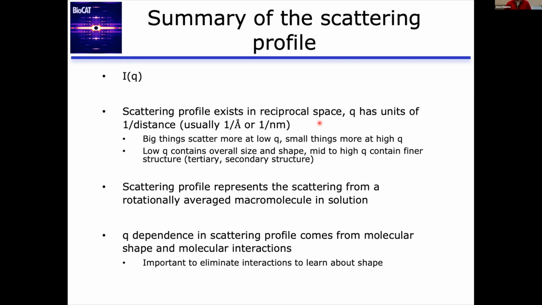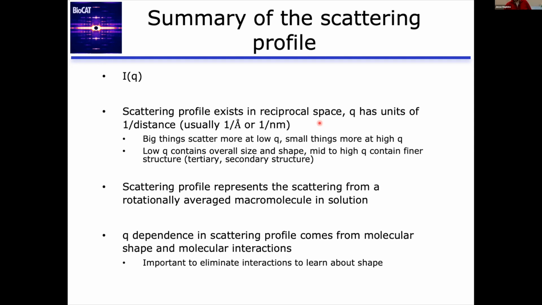Because we're in 1 over distance space, big things show up more at low Q, and small things show up more at high Q, because you take 1 over something big and it's small, and 1 over something small, it's big. In a practical sense, the low Q region of the curve contains information on the overall size and shape of the macromolecule. Then the mid to high Q region contains information about finer structure, tertiary structure, secondary structure, things like this. So it's useful to think of the stuff on the left at low Q near the beam stop as the big stuff, and going out is more of the shape.